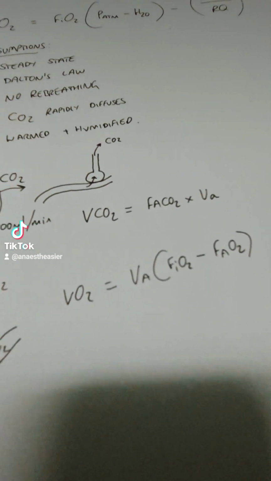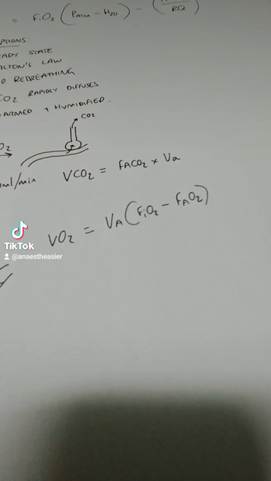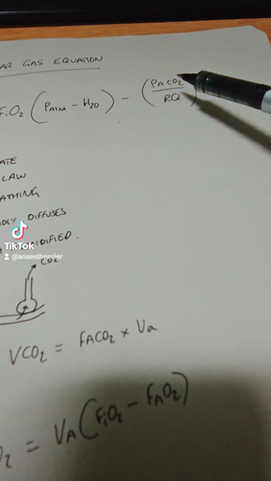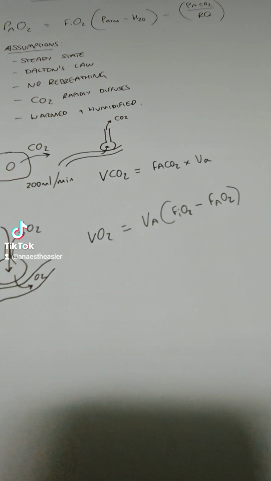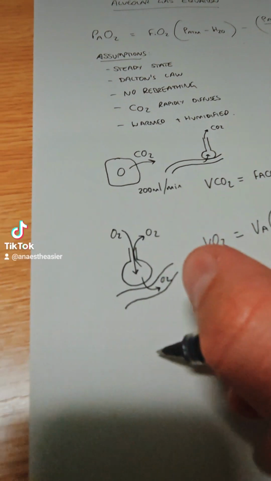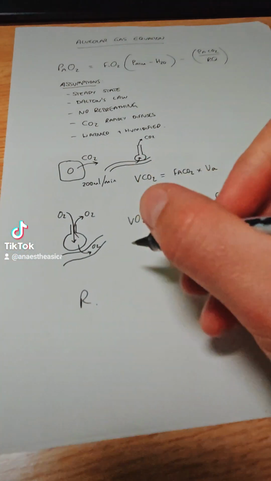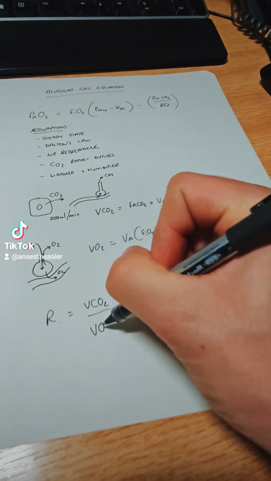So we've got an equation for CO2 and we've got an equation for O2. Now we need to know how the O2 and the CO2 relate to each other so that we can work out how much oxygen is being swapped for CO2 in metabolism. And this is where we have the concept of R, or our respiratory quotient. The respiratory quotient is the ratio of CO2 production to oxygen consumption.